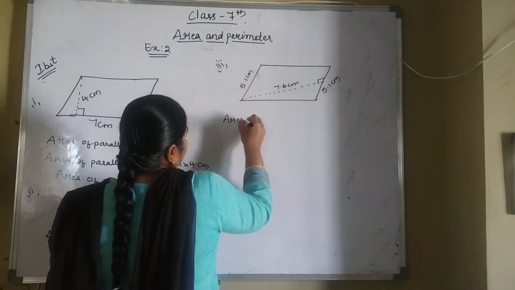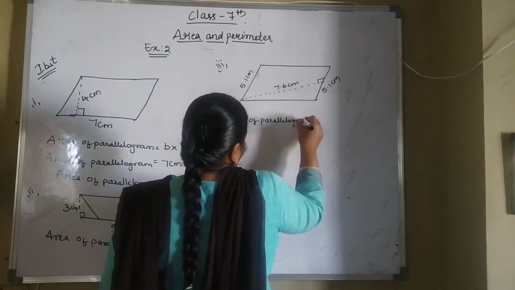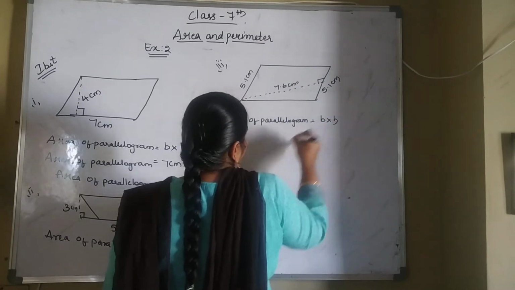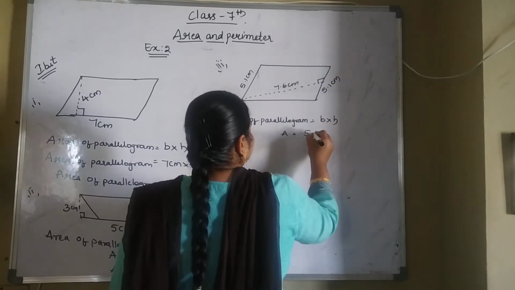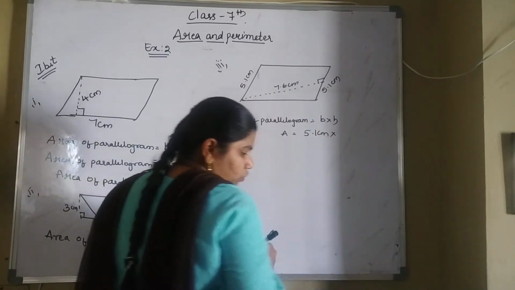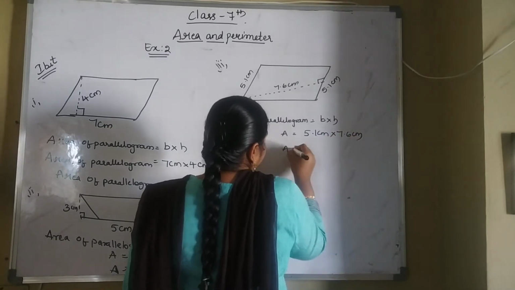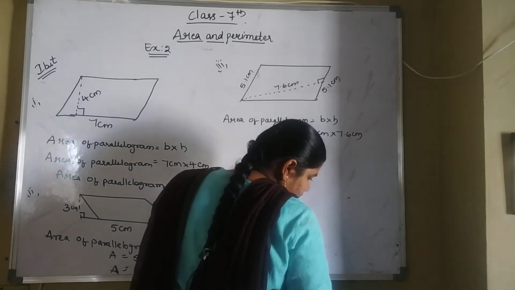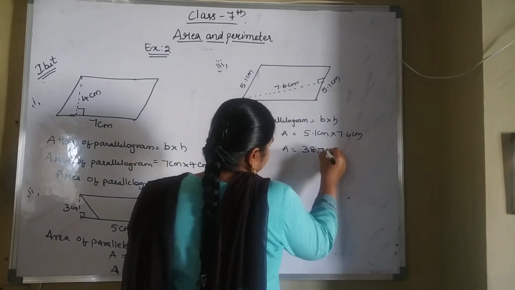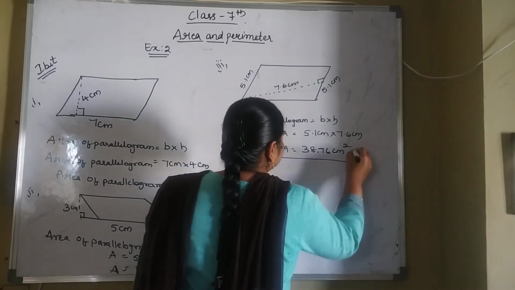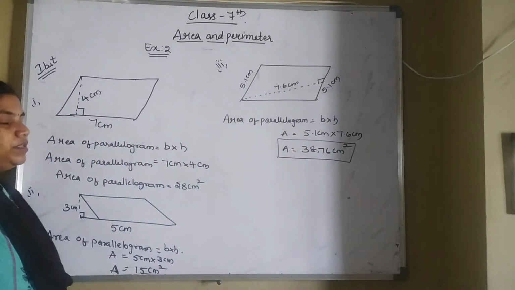So area of a parallelogram is equal to base into height. So area is equal to, what is the base value? Base value is 5.1 centimeters into height value is how much? 7.6 centimeters. So if you multiply this, you will get 38.76 centimeter square. So here you got the area value as 38.76 centimeter square.